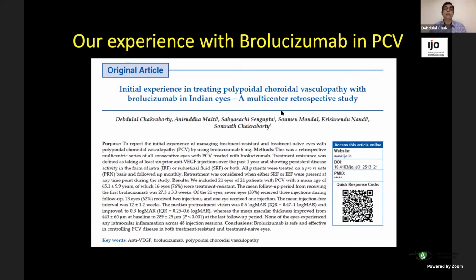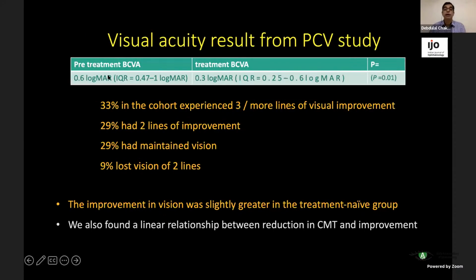So just to wind up our patient with our experience with brolucizumab in PCV, we published this a little while back. Long story short, again, we have seen good improvement of vision, which was statistically significant in these PCV eyes, and so much so that 60% of the patients had good improvement of vision, 2 lines or more of improvement, which is something Dr. Deepinder also mentioned in his nAMD cohorts.